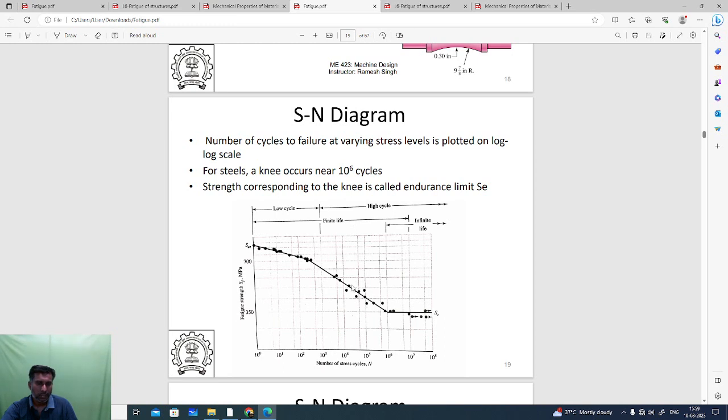Which one is best? It means the finite life, that means 10 power 3 up to 10 power 6. The intermediate position is the finite life of the material or any component. Beyond that is the infinite life. The cycles may increase to 10 power 8, 10 power 9, up to whatever it may be.